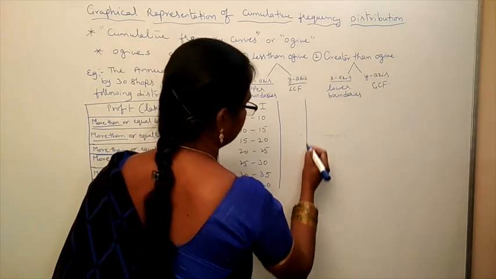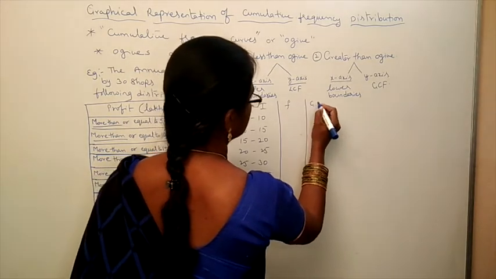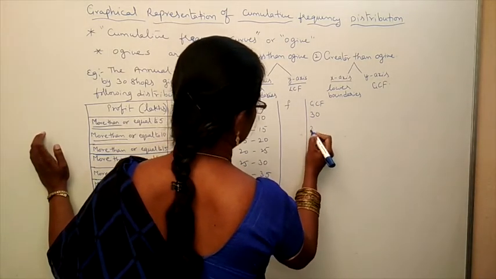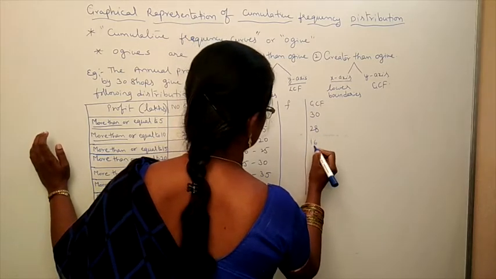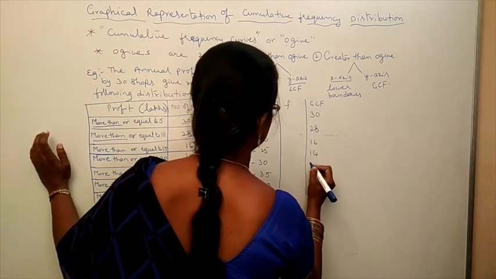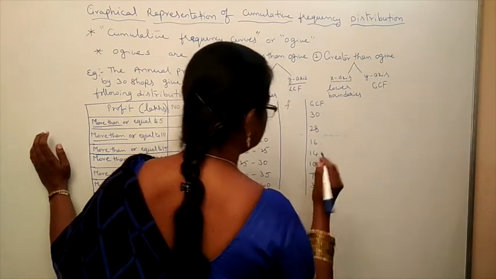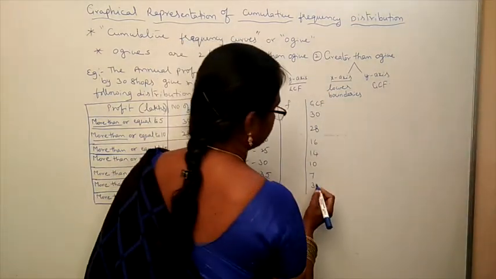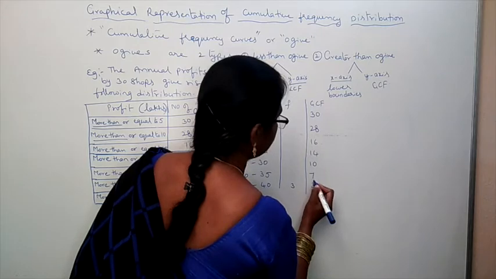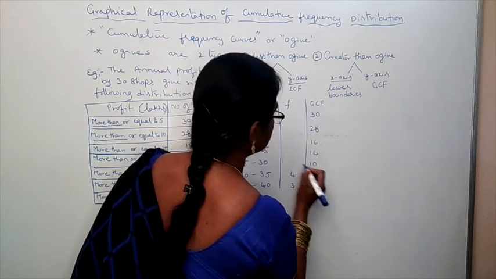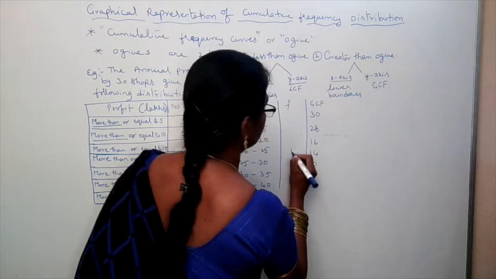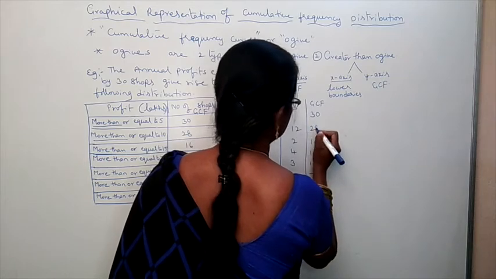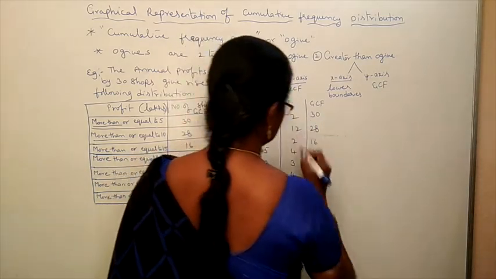Now leave one column for frequency and write the GCF: 30, 28, 16, 14, 10, 7, 3. GCF means they count from down to up. Now, how to write the frequency? 3 as it is, 7 minus 3 is 4, 10 minus 7 is 3, 14 minus 10 is 4, 16 minus 14 is 2, 28 minus 16 is 12, 30 minus 28 is 2. Now, these are the frequencies.